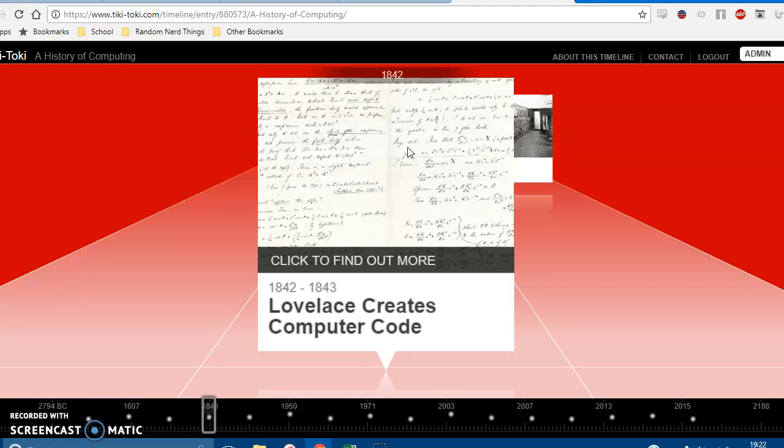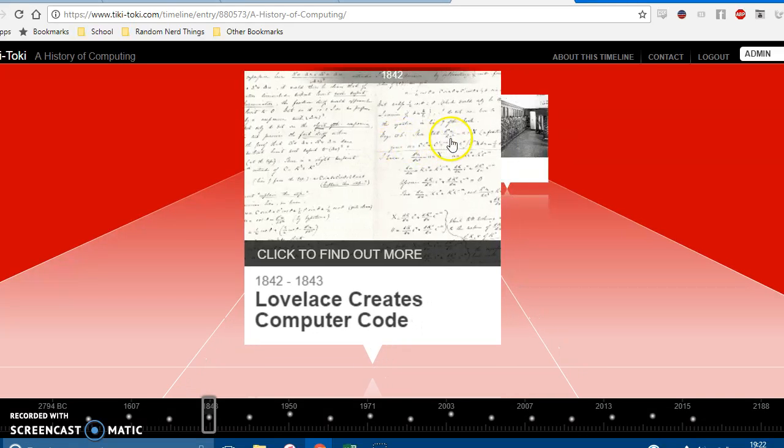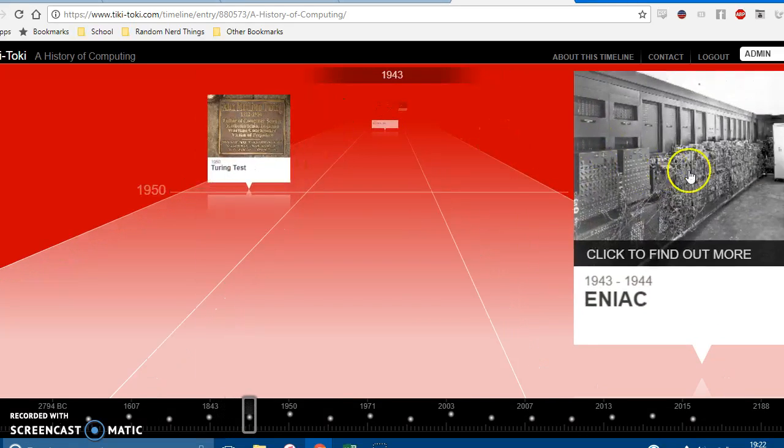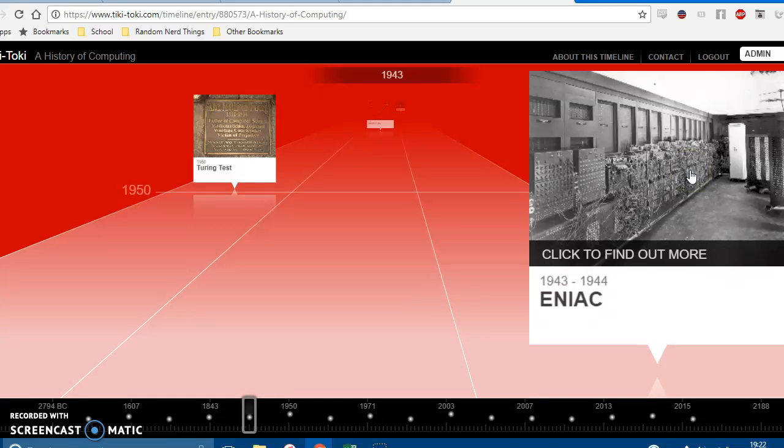Lovelace created computer code. Ada Lovelace was the female pioneer of computer science, and she created the first actual code that would allow a computer to replicate an adding machine, essentially. ENIAC was the first, or one of the first, large computers that you would start to recognize. It used a system of wires and vacuum tubes in order to do its calculations, and took up a large room.